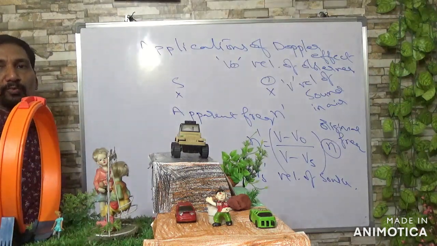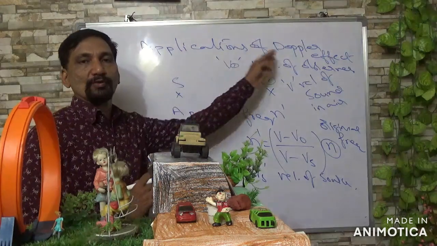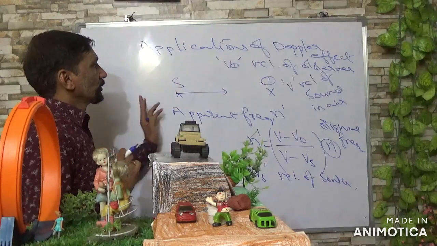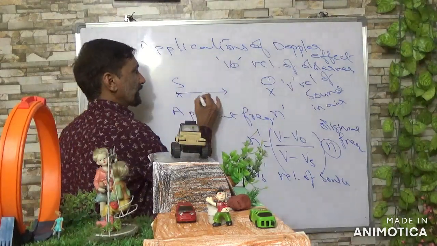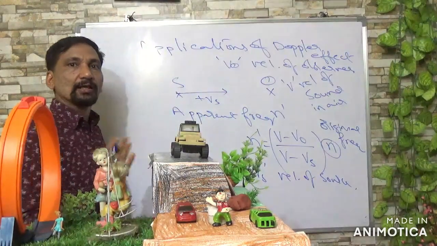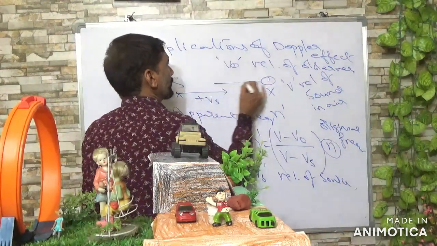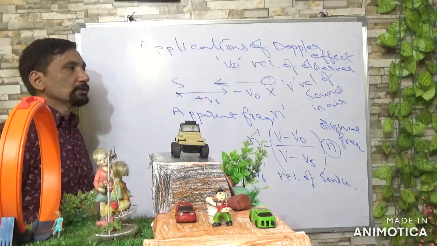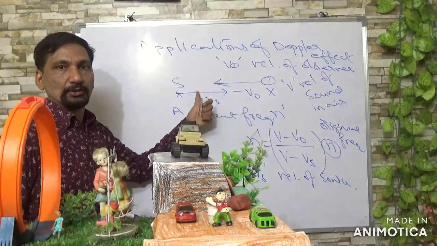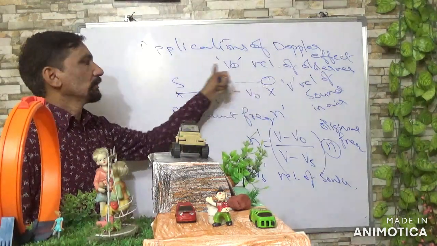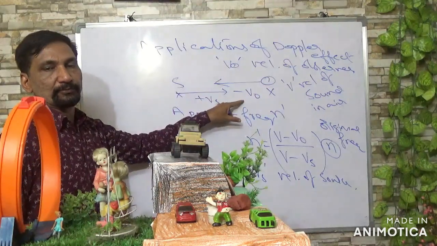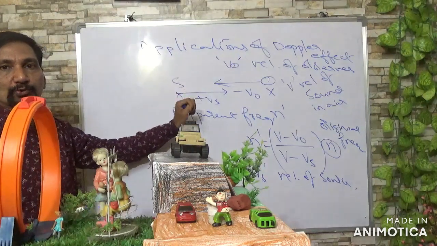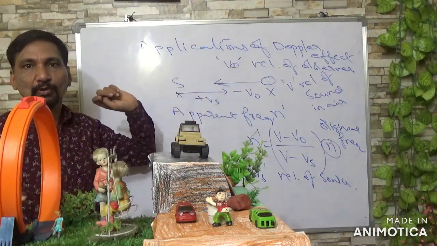Remember one more hint while solving problems. Whenever source is moving towards observer, you take positive. Observer moving towards source, you take negative. Source towards observer, positive; observer towards source, negative. If you know this and this formula, it is easy to solve any problem.